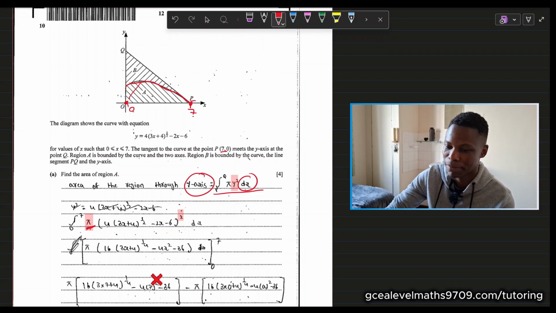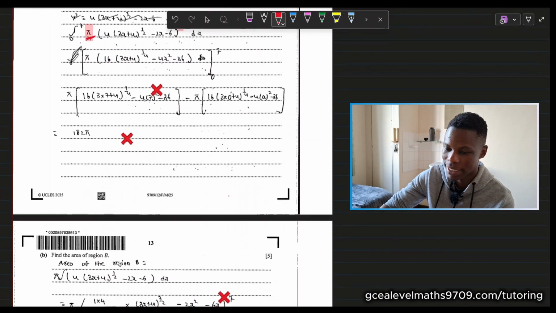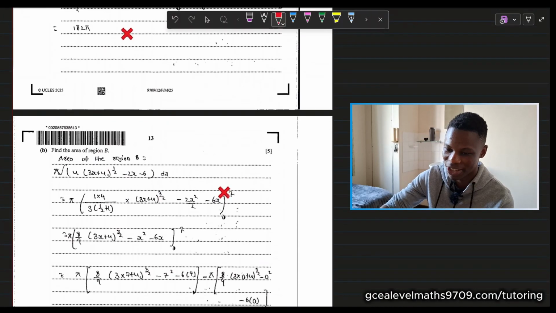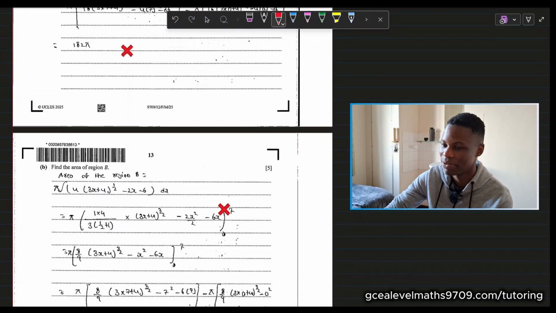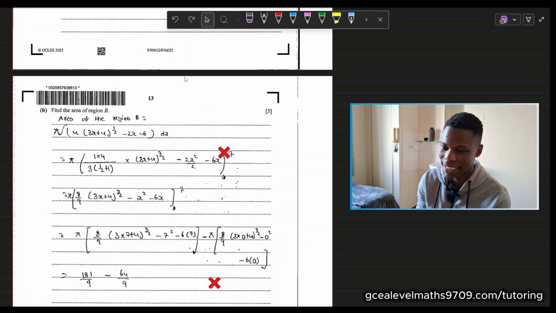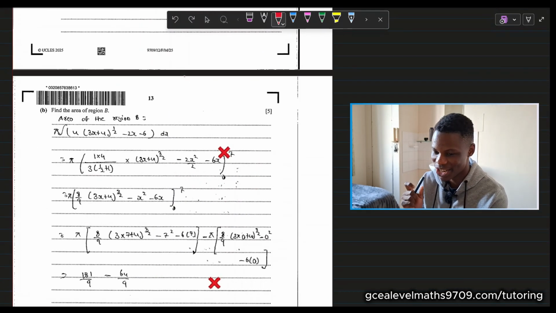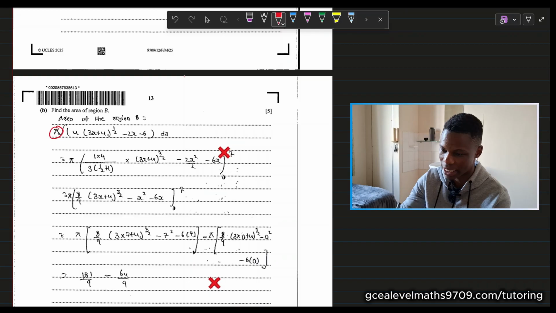So yeah, it looks like there was a domino effect in part B, because you did the same thing. Part B is the area of region B. So again, this is area, it is not a volume, so we shouldn't see pi. If it was volume, then fair enough, but we shouldn't be seeing pi.